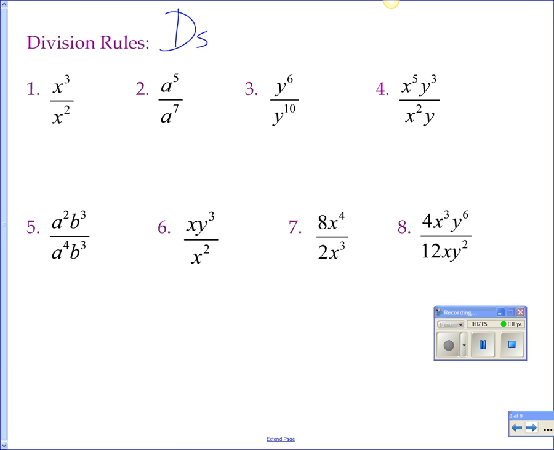The D, I just heard someone say what they think it stands for. Divide. So write this down. Everybody should be writing. Very good. Divide the big numbers. Subtract the little ones. Write it down.